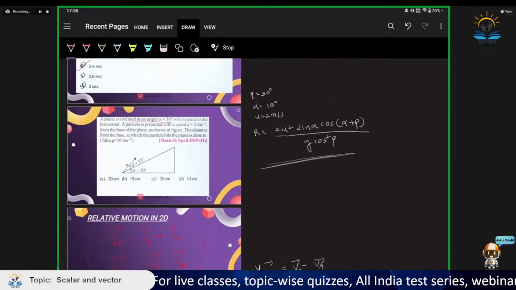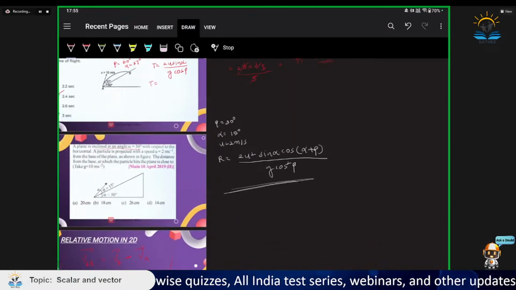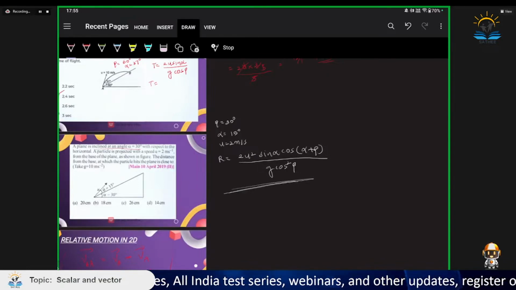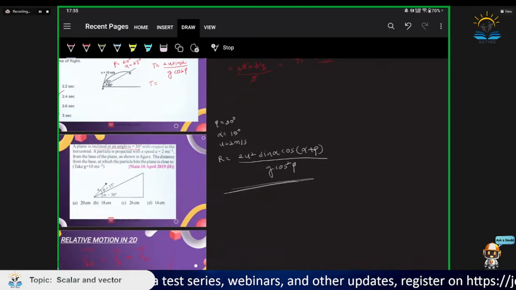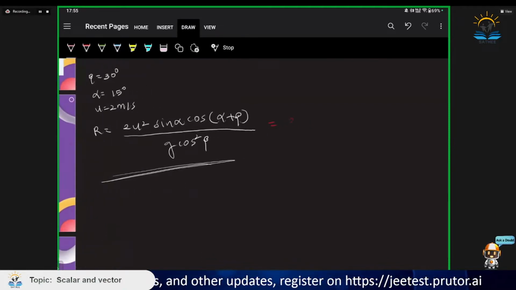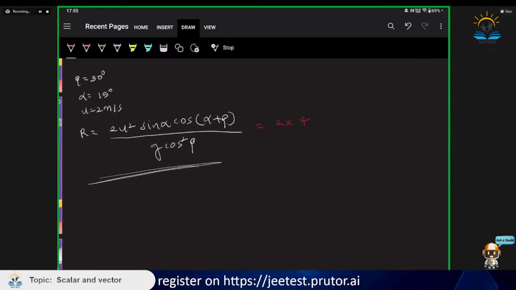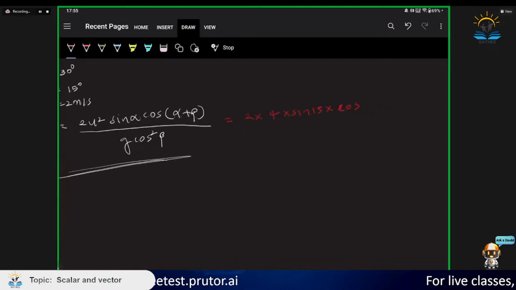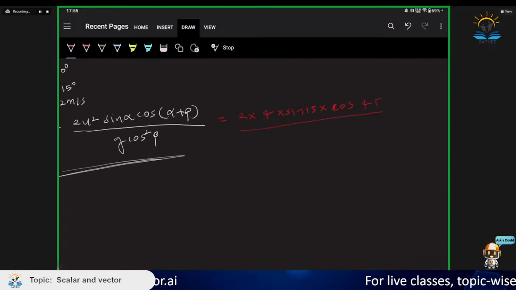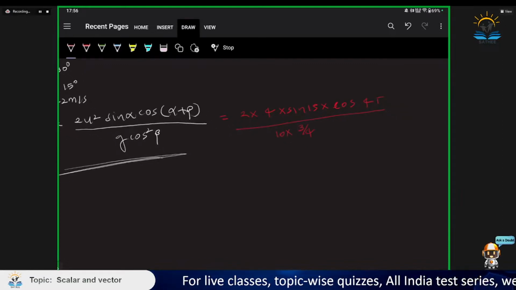Did I miss any question? Okay, here, let me solve. R equals 2 into u square, that is 4, sine alpha, sine 15 into cos 45, divided by g, 10, into cos 30. Cos 30 is root 3 by 2, so it's root 3 by 4.